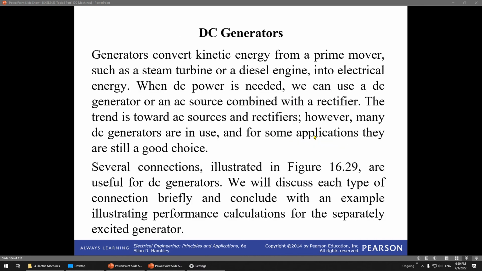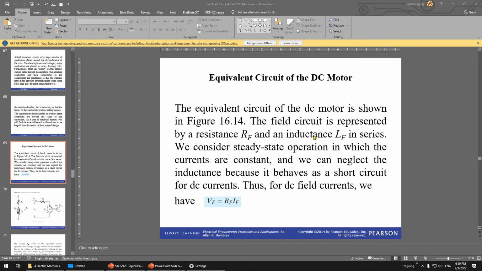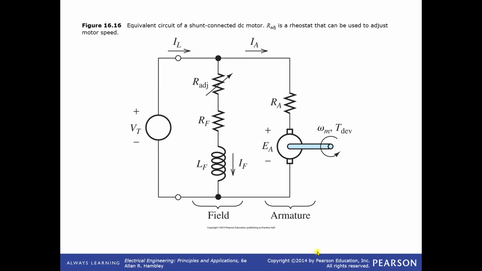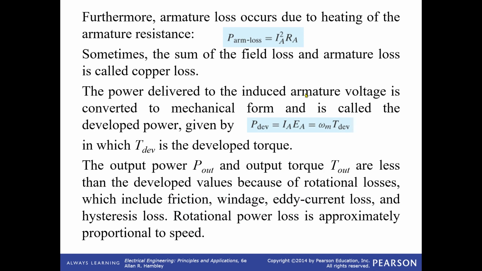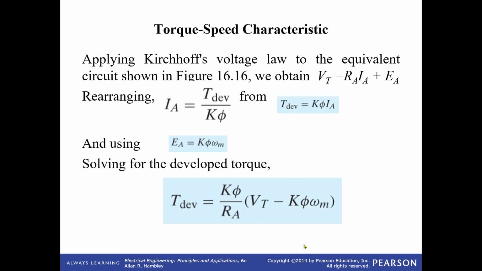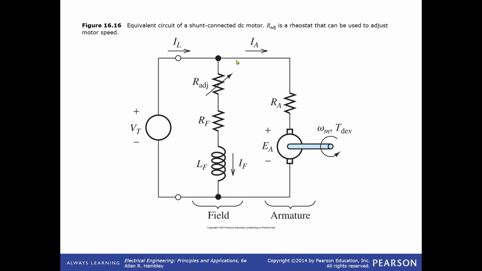Before I forget, one more thing you need to know. For shunt, what happens if you disconnect the field winding? When you disconnect this, IF will equal 0. And if you recall, IF equal to 0 means that the flux is equal to 0. As a result, EA equals 0, and the developed torque equals 0. So make sure you know what happens if this is disconnected.